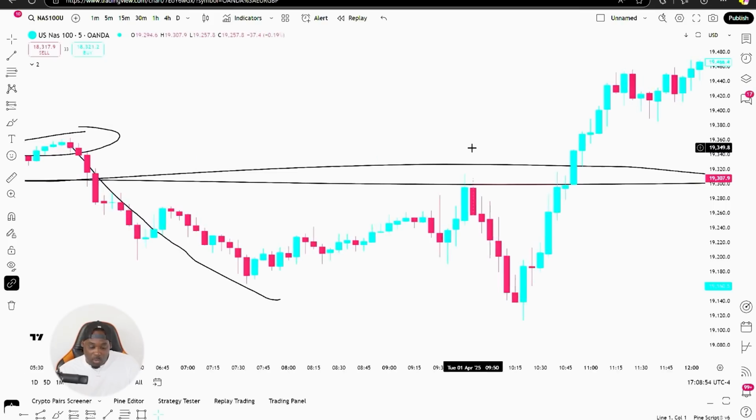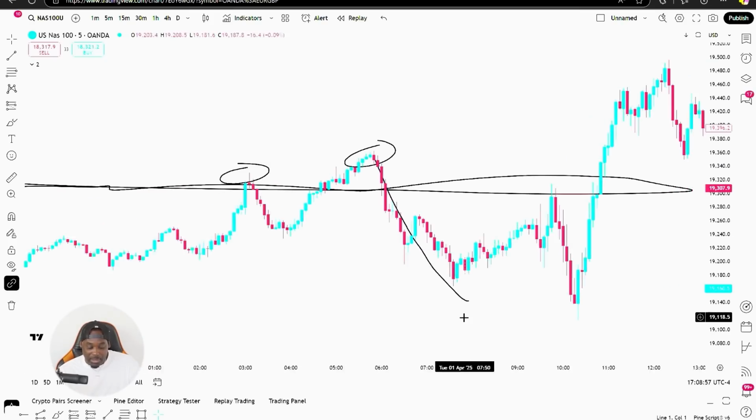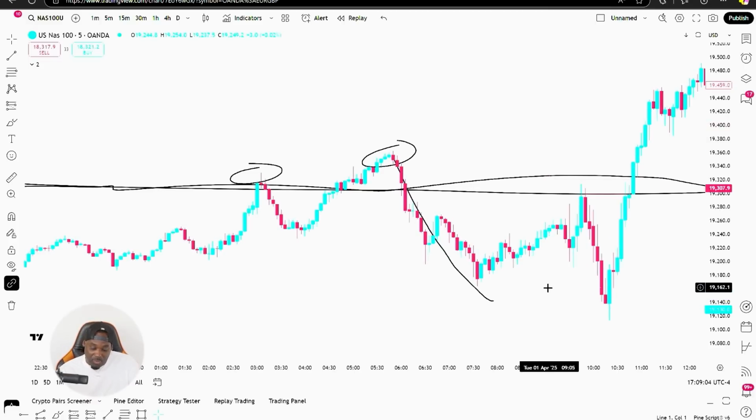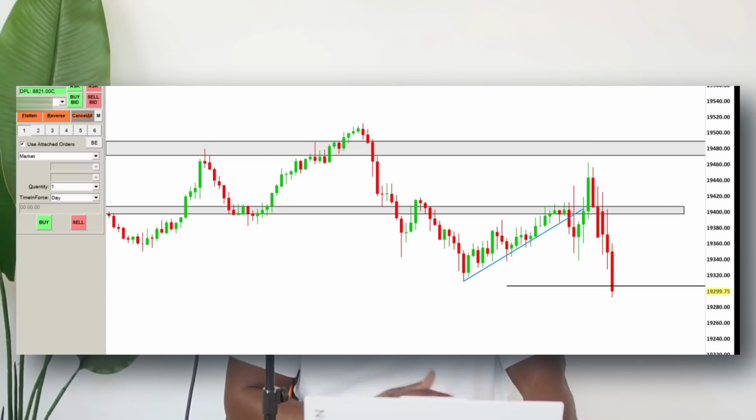But right here, guys, quick scalp right here to the downside to this support level. And this gave me a 2-to-1 right here. And in this trade right here, I was up $8,821, okay, on that trade right there. So that was that trade. So again, we're looking at those 4 different things before we take a trade. So let me show you guys another example.